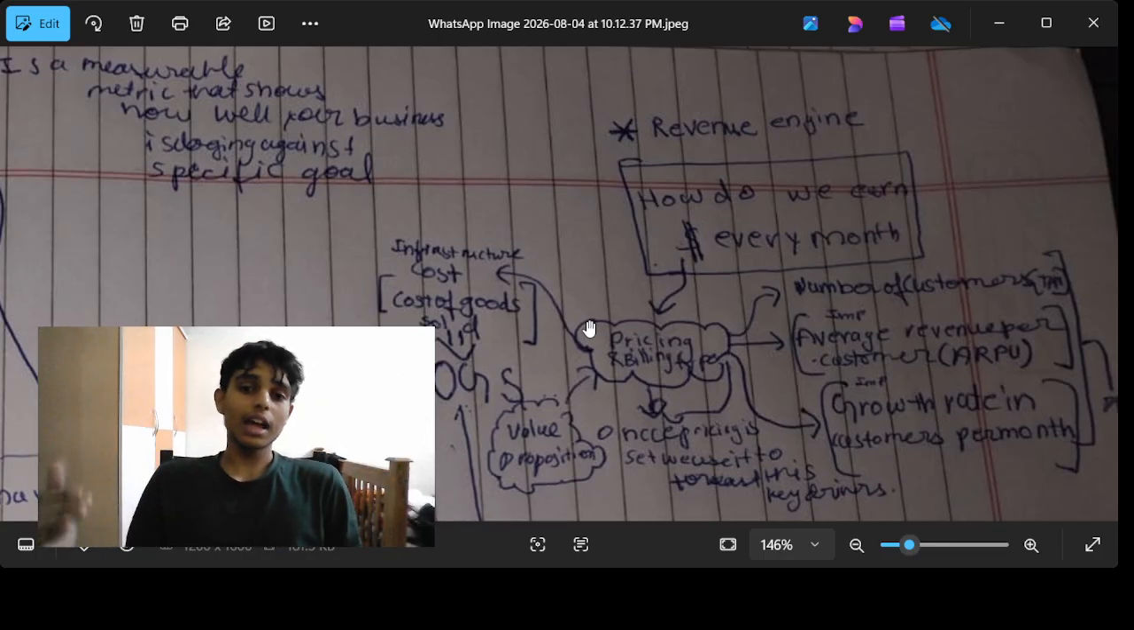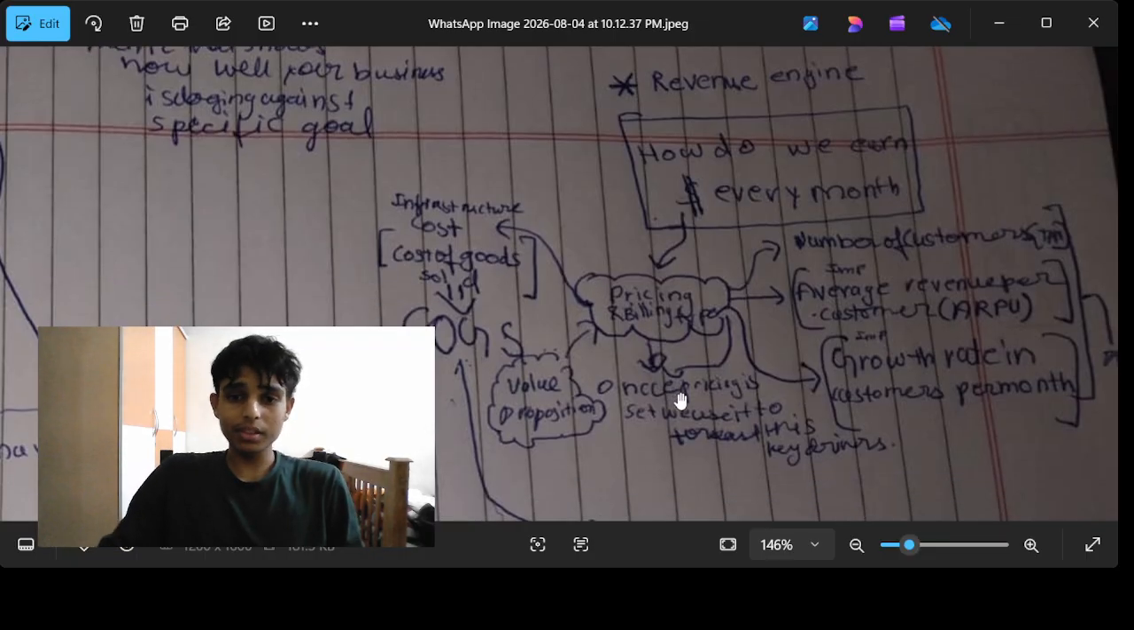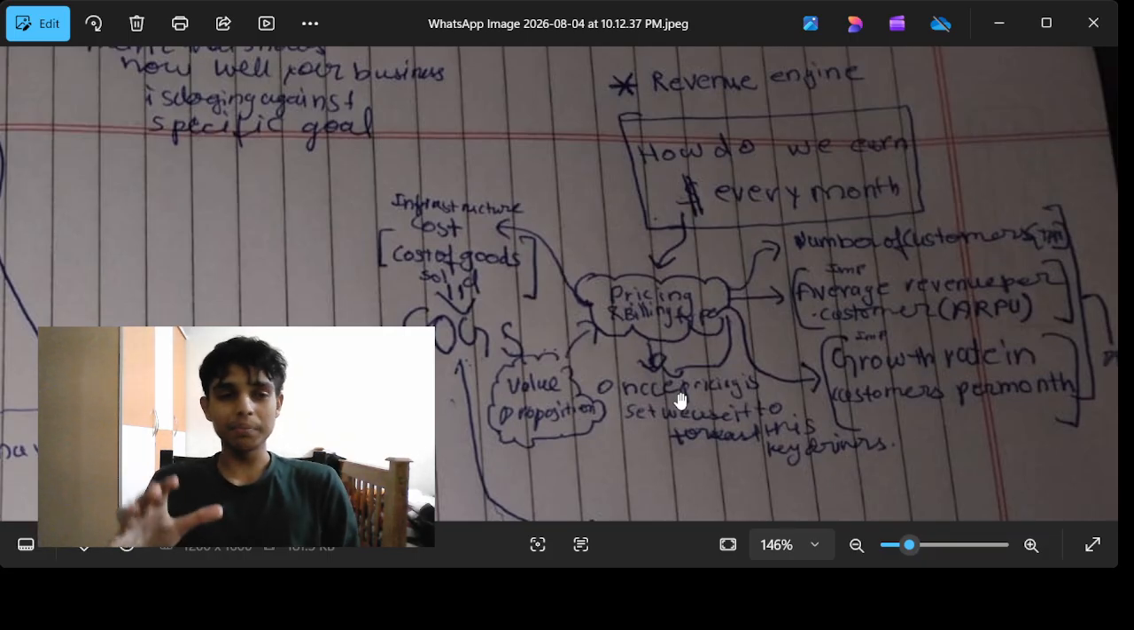Once you have identified your pricing, we use it to forecast other sections of the revenue engine, which is how many customers you can gain. Then ARPU, which is average revenue per customer. It's simple. If you have a business that makes a revenue of $12 million and you have 12 customers, then average revenue per customer would be 1 million per customer.